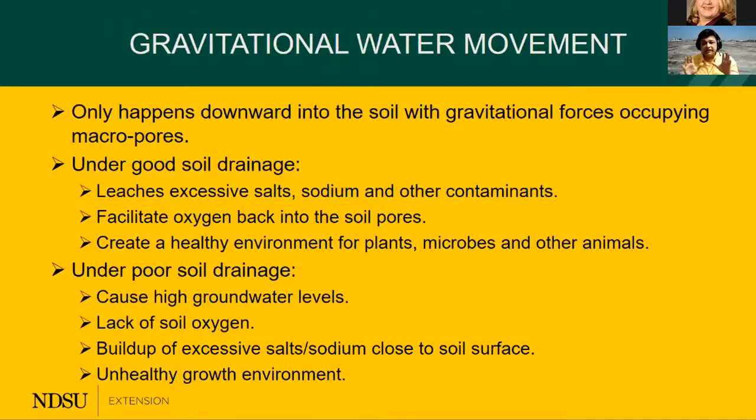Just quickly, gravitational water is the free water. It's not plant available water. It moves from higher to lower elevation. Under poor drainage, it could actually cause shallow groundwater depths, and that's what happened during the wet cycle. Under good drainage, it actually can move the salts and contaminants into the deeper depths. And this is the water which is going to take care of your salts.